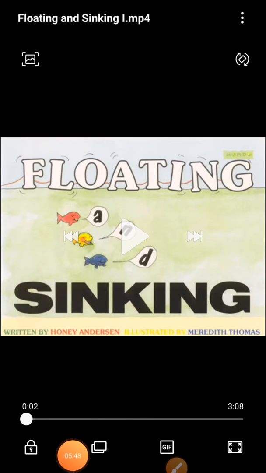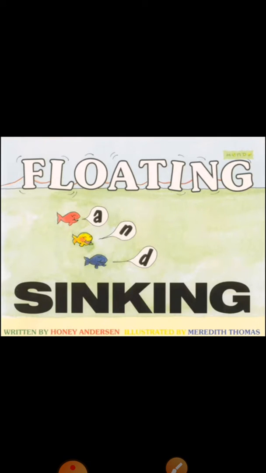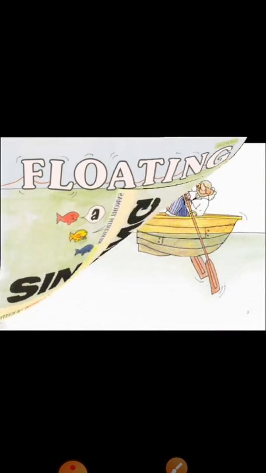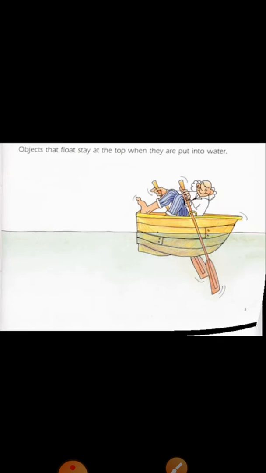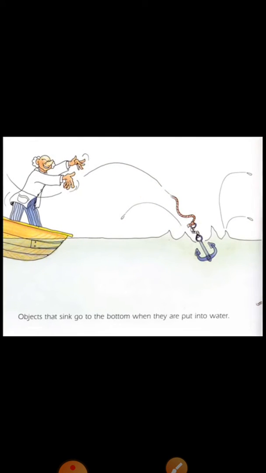Let's see this story about floating and sinking. Floating and Sinking, written by Honey Anderson, illustrated by Meredith Thomas. Objects that float stay at the top when they are put into water. They float up in the water. Objects that sink go to the bottom when they are put into water. Down.